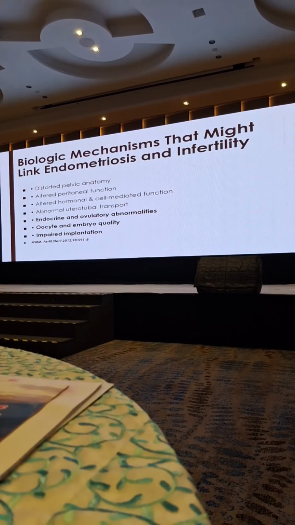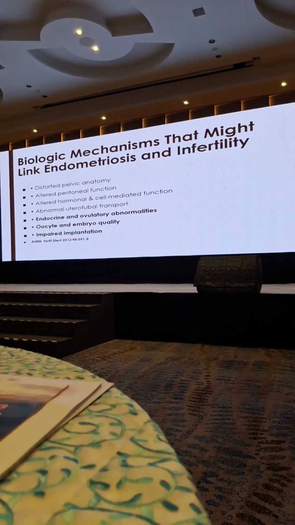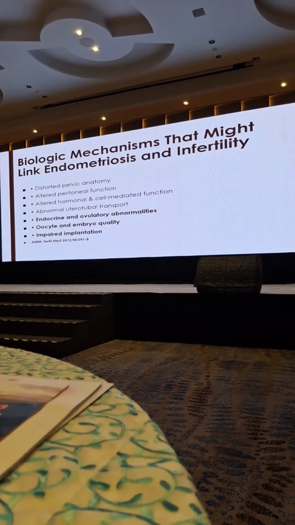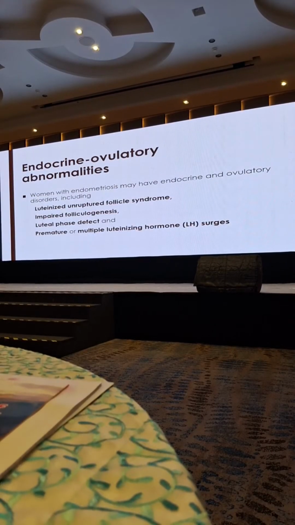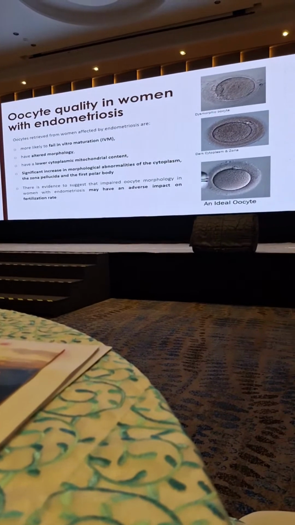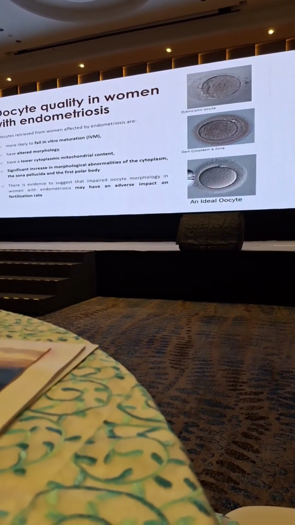Thereby, the result of fertility in the case of endometriosis with IVF is lower in comparison to one suffering from specific tubal disorder. Endocrine ovulatory abnormalities are unruptured luteinized follicle syndrome, impaired follicle development. Impaired oocyte morphology in women with endometriosis may have an adverse impact on the fertilization rate.